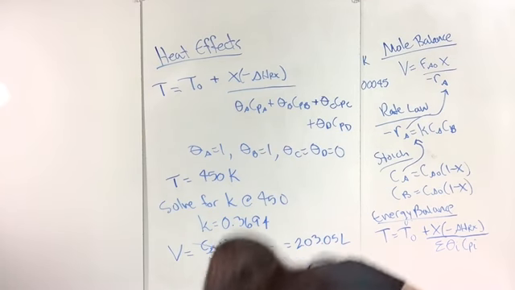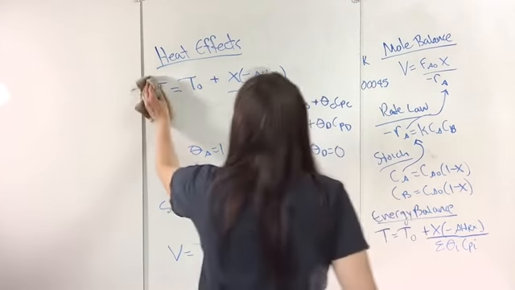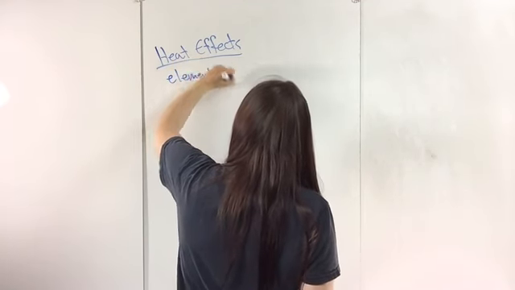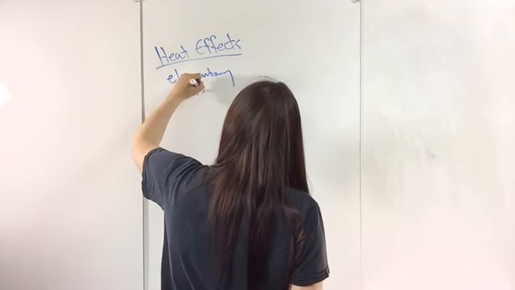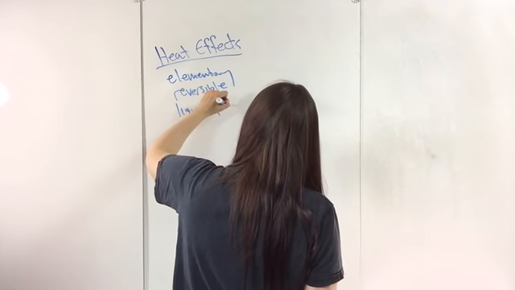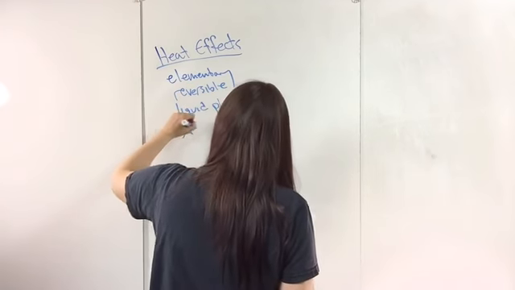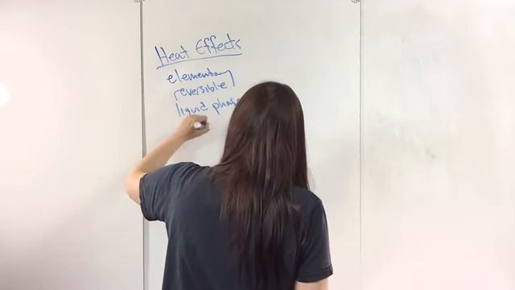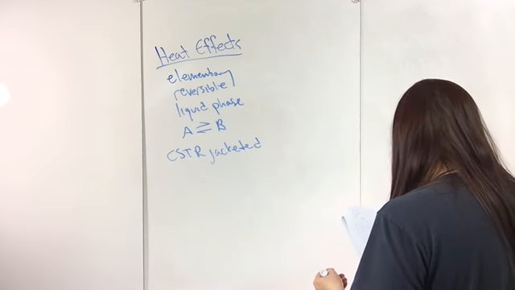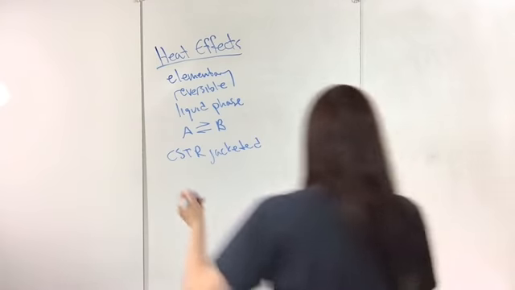So I'm going to erase some stuff, and I wanted to do one more heat effects problem. Okay, so this one's elementary, reversible, liquid phase, A to B, and it's reversible, and it's in a CSTR that's jacketed.